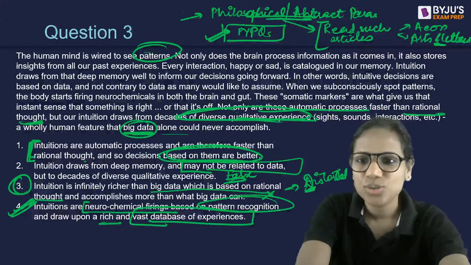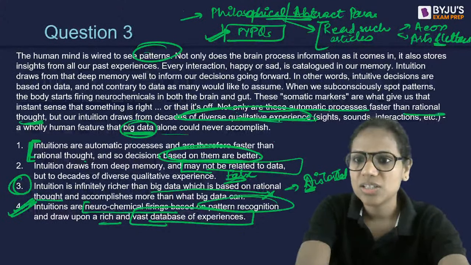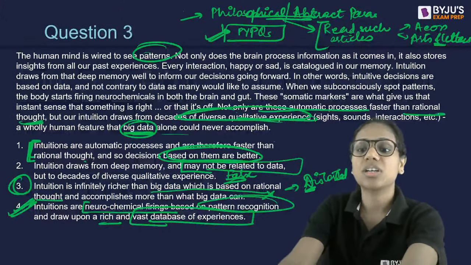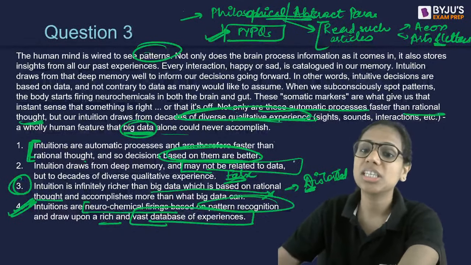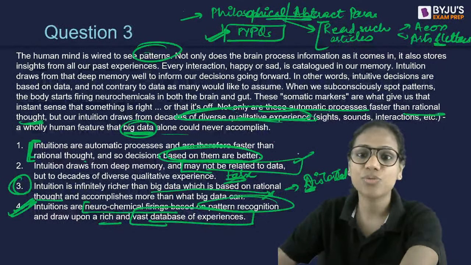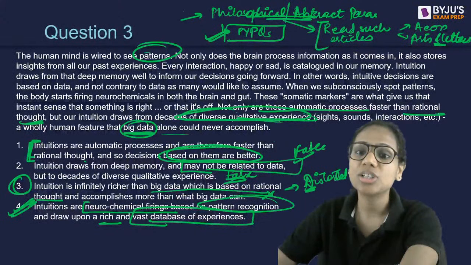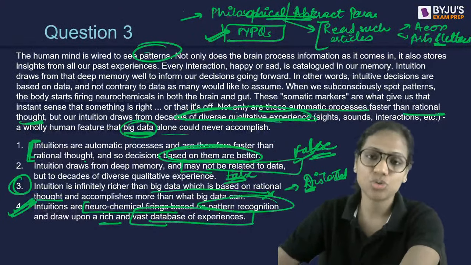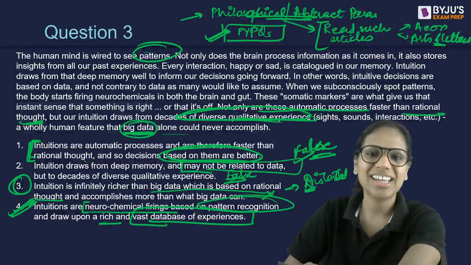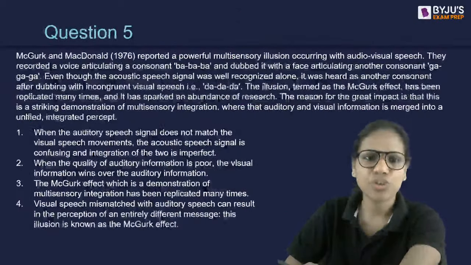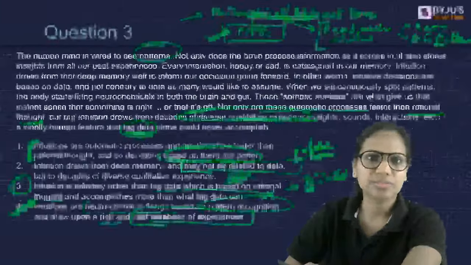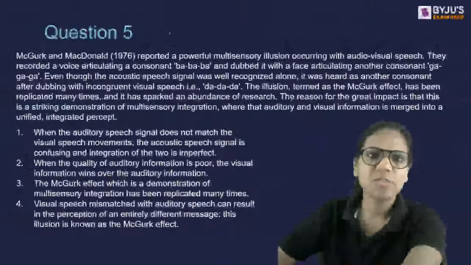I hope it is clear to you why the other options are not the answers. Those who marked 2, this was a careless mistake, because this is false. This one is false as per the paragraph. Such options are very easy to eliminate, should be easy to eliminate for you, right? So read the paragraph carefully. Okay, so this is by mistake.